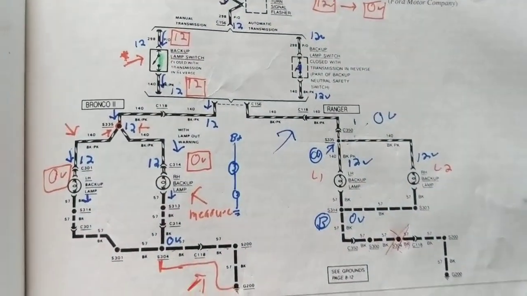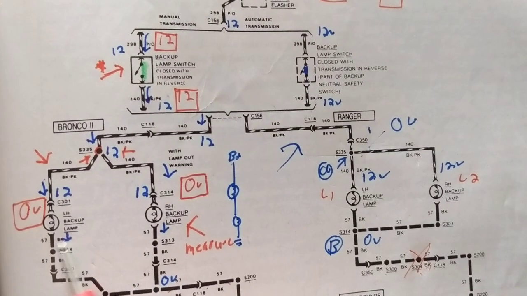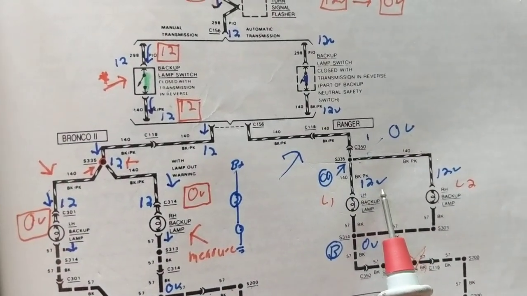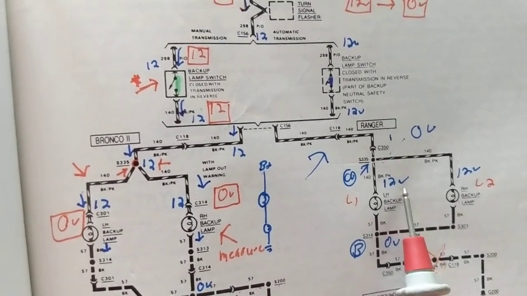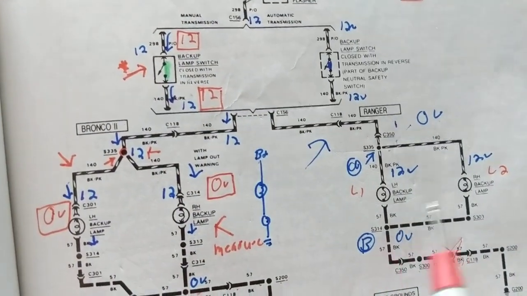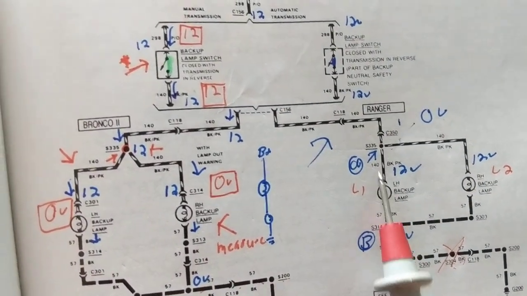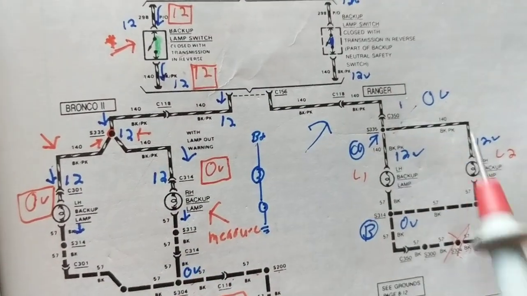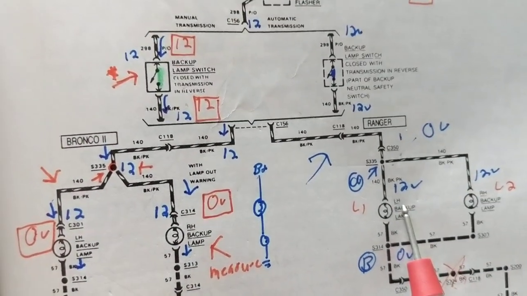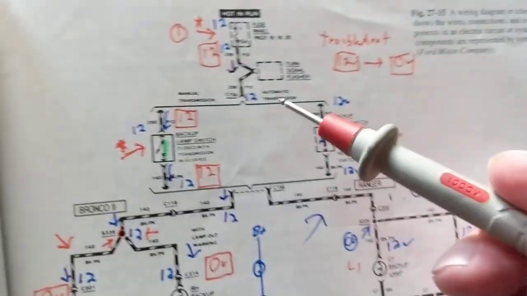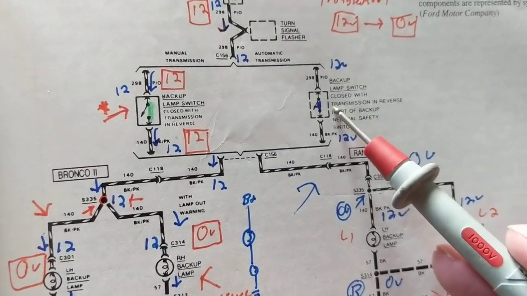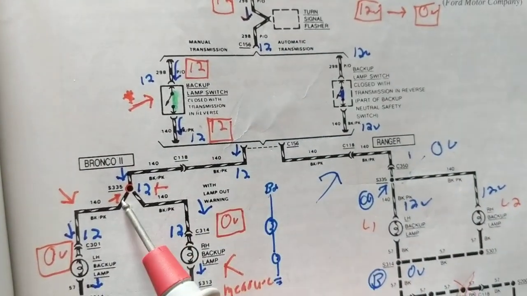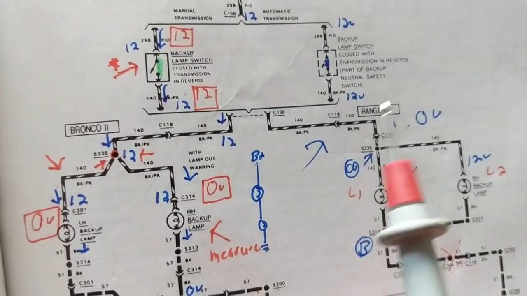One more example. What will knock out these lights in a Bronco? What will knock out these lights in a Ranger? Think about it. All lights are out. Of course, you don't have two vehicles, but let's make it a little more complex. A Bronco doesn't have two lights out in reverse. A Ranger doesn't have two in reverse. What will knock out both? If you said this switch, you're wrong. If you said this wire, you're wrong.